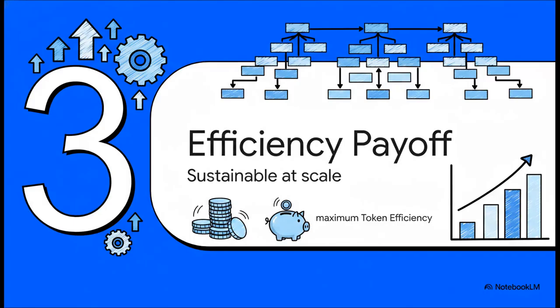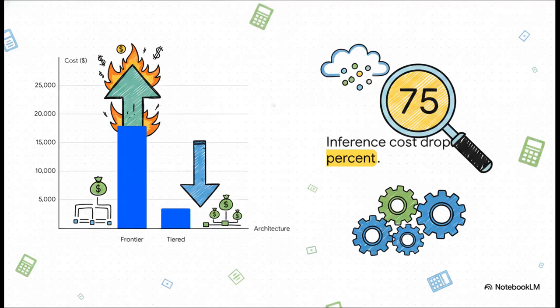Section 3, the payoff. Token efficiency, sustaining the AI stack at scale. Okay, so what's the ultimate reward for actually building a well-governed 3-tier fallback cascade? Maximum token efficiency. And hey, the math does not lie.